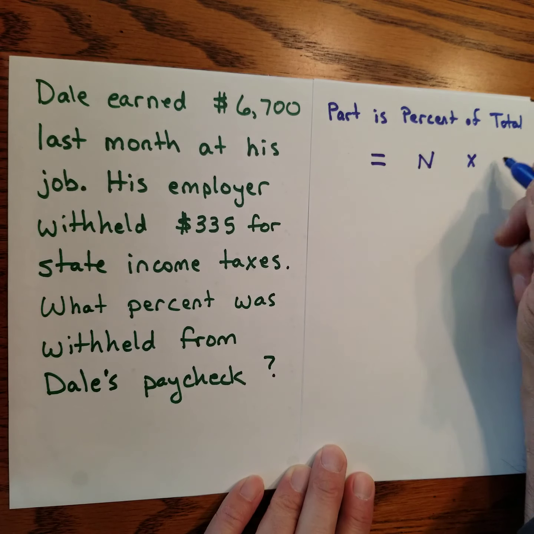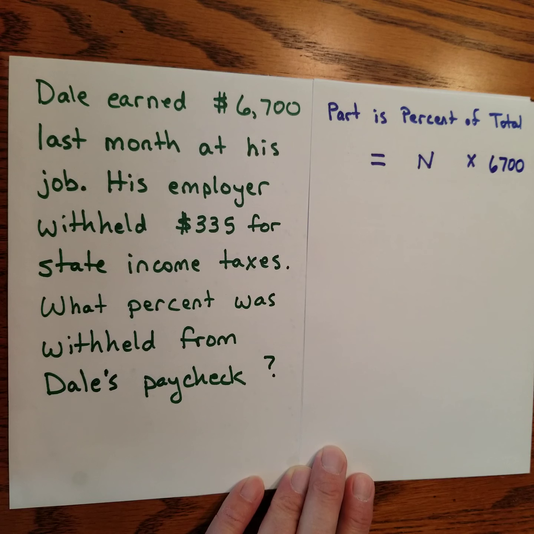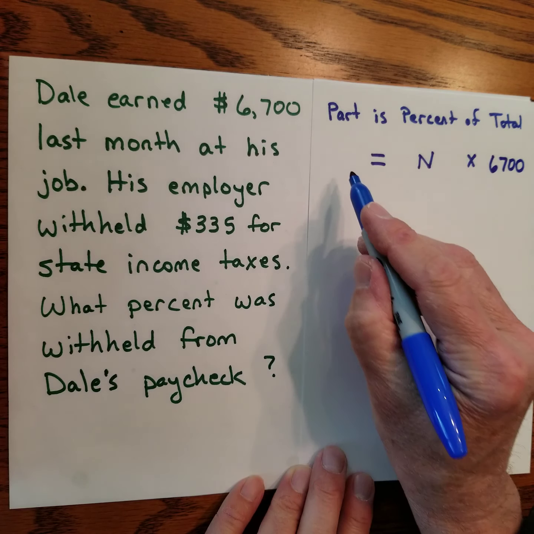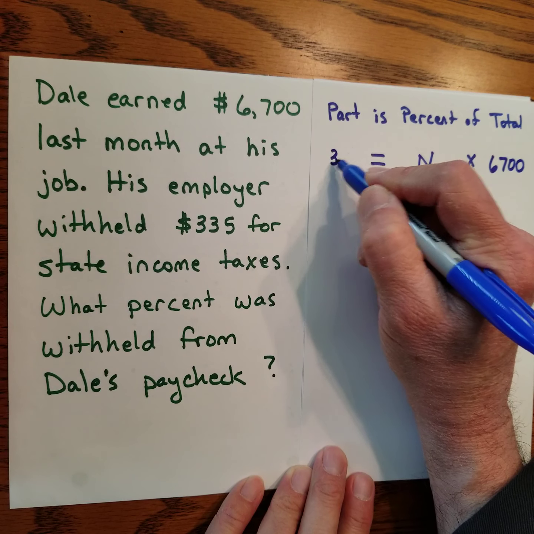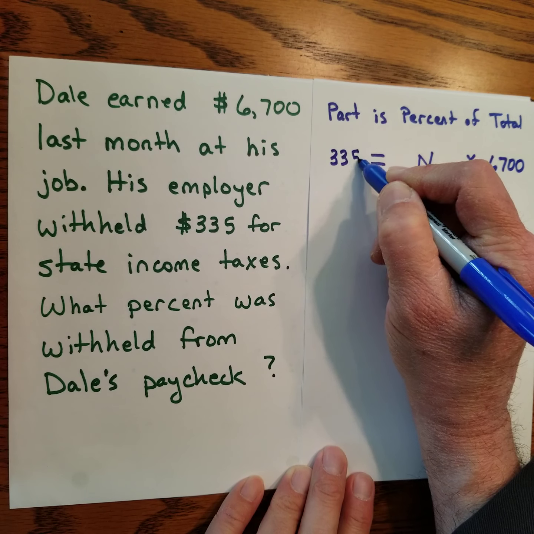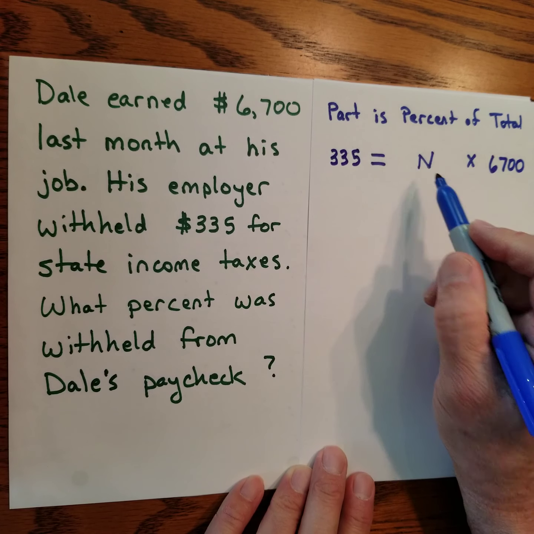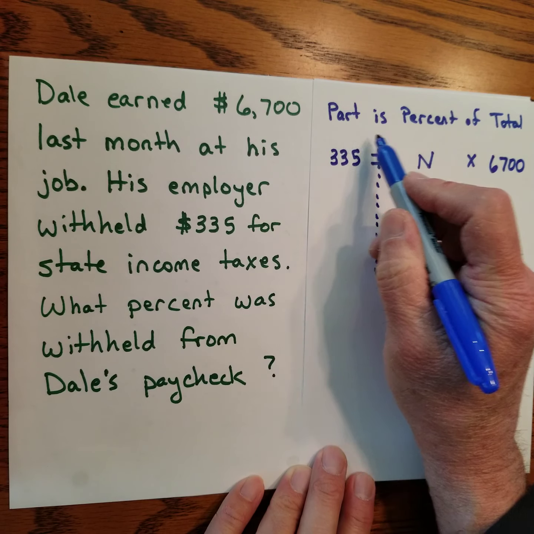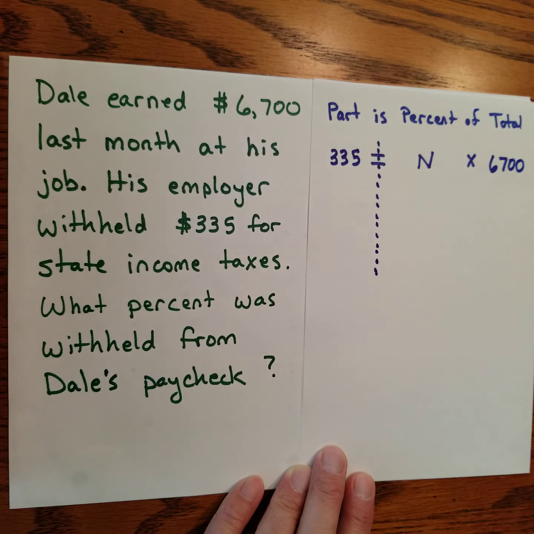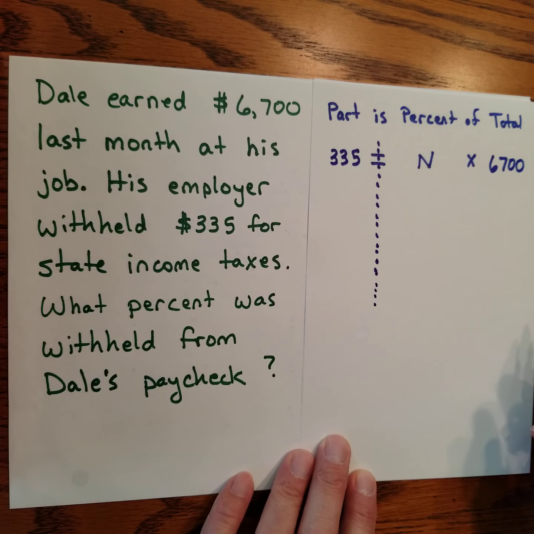He earned a total of $6,700 last month. The part that was withheld, well, they withheld $335. That was part of his paycheck. To find the percentage that was withheld, now we must just solve this equation. That's why I like this formula, is once we fill it in, then there's no question how to finish the problem. You simply solve the equation.